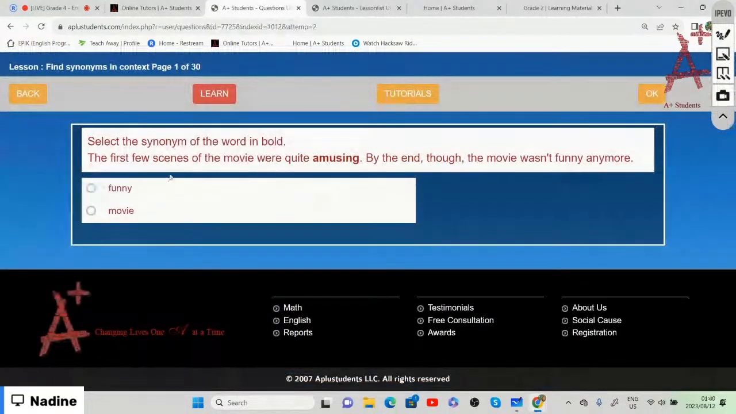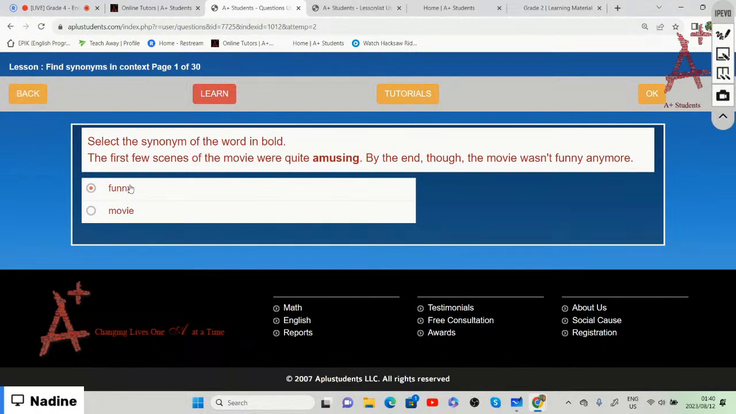The first few scenes of the movie were quite amusing, but by the end, the movie wasn't funny anymore. So we need to find another word within our sentences that's the same as amusing. Is it funny or is it movie? So another word for amusing means funny, right?